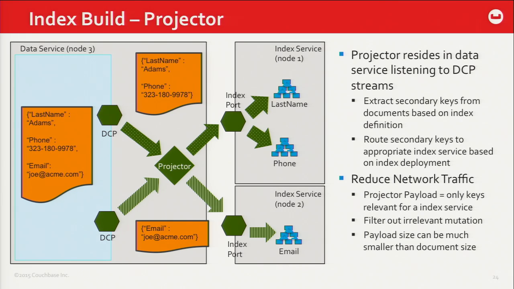So you can see that what the projector does is a little bit like MapReduce. It takes a document, extracts only the information that is relevant, and forwards that information to the right indexer nodes. The whole purpose is to reduce the network traffic, because now we don't have to send a full document from the data service to the index service. And for the keys, I don't have to route all the keys to every index service. I only route the relevant keys to that specific index service. So it really tries to reduce the network traffic between the data service and the index service.